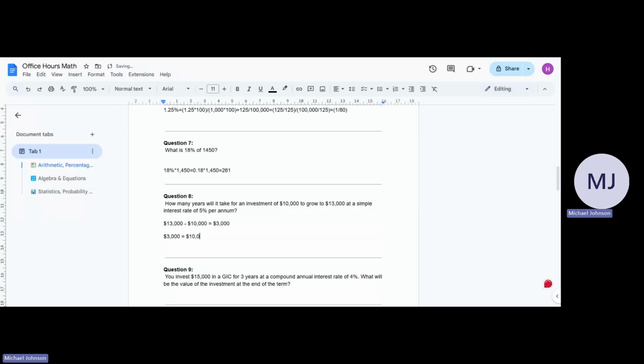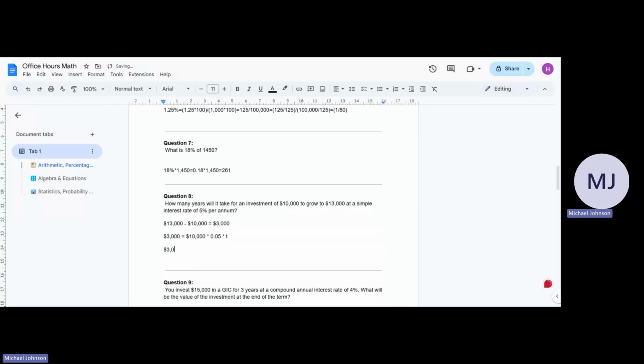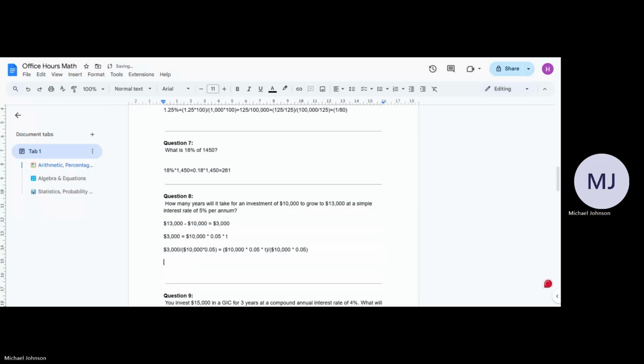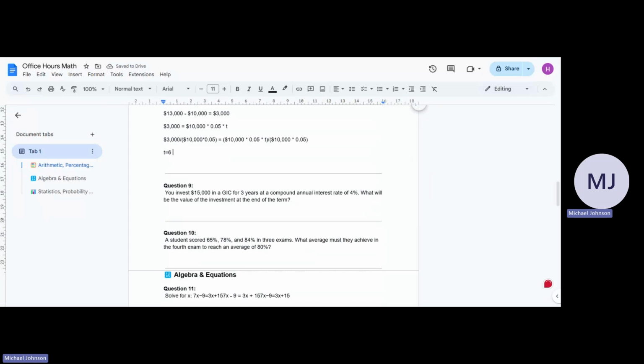And then what we would do here is we just set 3,000 equal to $10,000 times 0.05 times t. And then we rearrange all this, so 3,000 divided by 10,000 times 0.05. We divide both sides by 10,000 times 0.05. And then we would get our answer here, t equals 6. So that's how we get t equals 6 here.